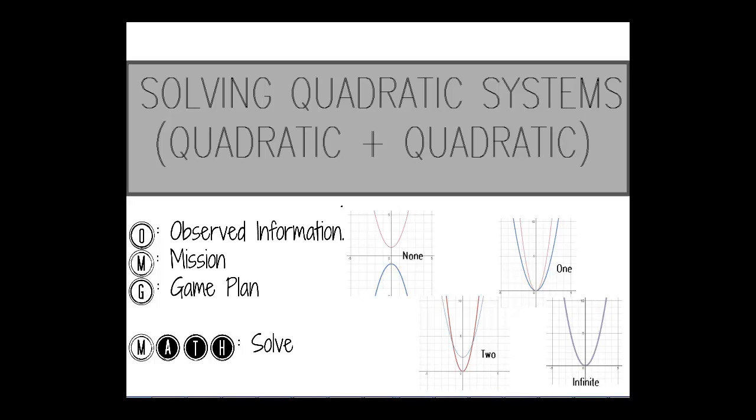Today we're going to practice solving quadratic systems that contain two quadratic functions. When we look here, we can see that there are four options when we have two quadratics. We can have no solution where they don't intersect, two solutions where they intersect two times, one solution where they intersect once, and an infinite amount of solutions if it is the same function graphed on top of itself. We're going to use the OMGmath method to solve these systems.